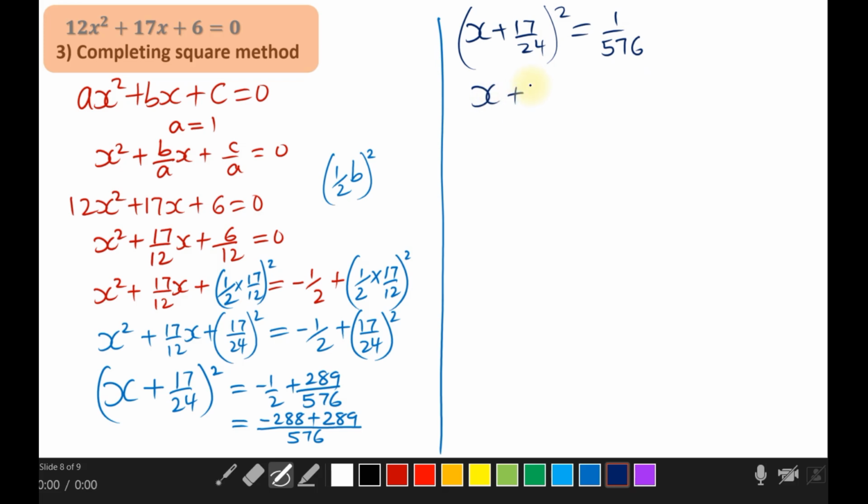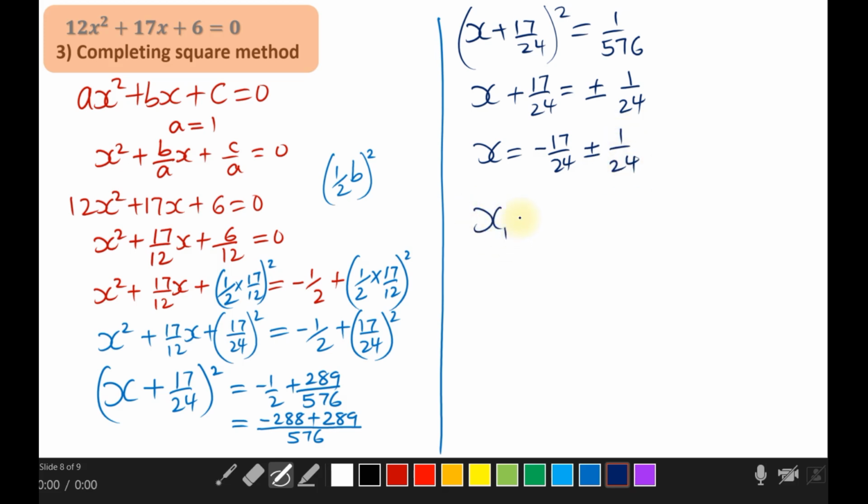So x plus 17 over 24 will be equal to the square root of 1 over 576. And in that case, the square root of 1 will be plus or minus. The square root of 1 is 1. The square root of 576 is 24. Therefore, this will be x plus 17 over 24. Take it to the right hand side, it will be minus 17 over 24 plus or minus 1 over 24.